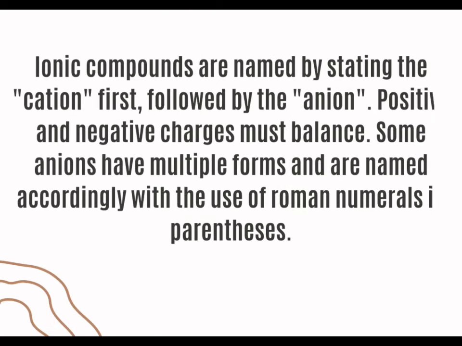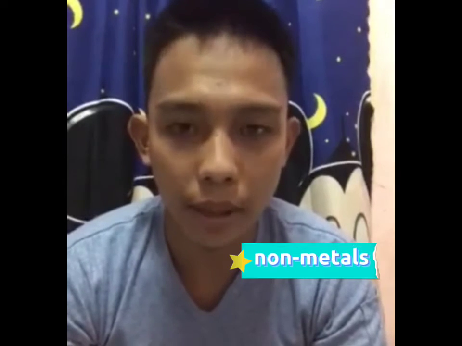In naming compounds, ionic compounds are named by stating the cation first, followed by the anion. Positive and negative charges must balance. Some cations have multiple forms and are named accordingly with the use of Roman numerals in parentheses. An ionic compound consists of one metal and one non-metal.